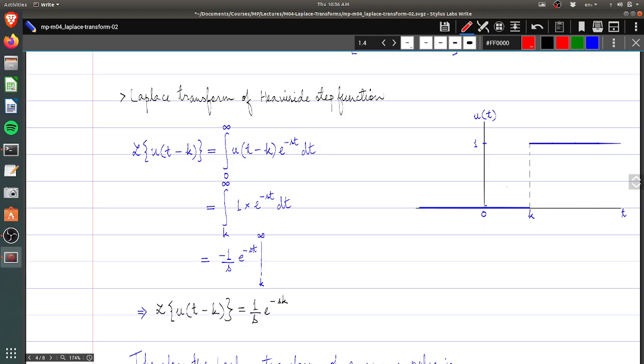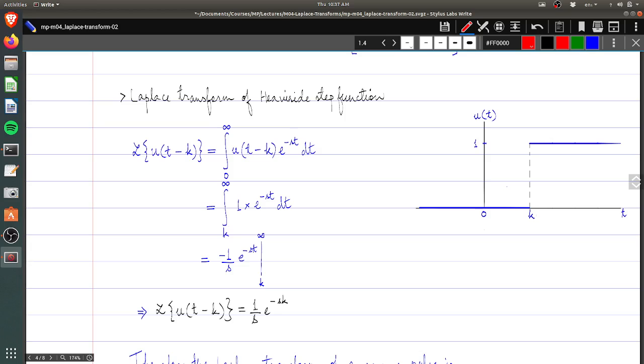Now in this unit step function, originally the integration is from 0 to infinity, but we know that from 0 to k it is going to be 0. We know that it is going to be 0 within this range of values. So we need not actually start our integration from 0. Instead of starting the integration from 0, we start the integration from k. So we change the lower limit, instead of 0 we make it k. It is not going to affect anything at all.